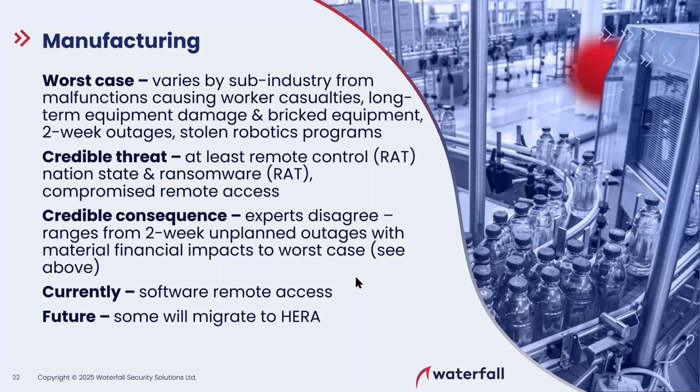They might switch to Hera because it's a little bit stronger, but it's less convenient because they can't file transfer and do all the stuff they like to do today. Some of them might move to Hera, but it's not a big push like it is in pipelines and conventional generation. So these are some examples of using the concepts of consequence and credible threats applied to the remote access world.